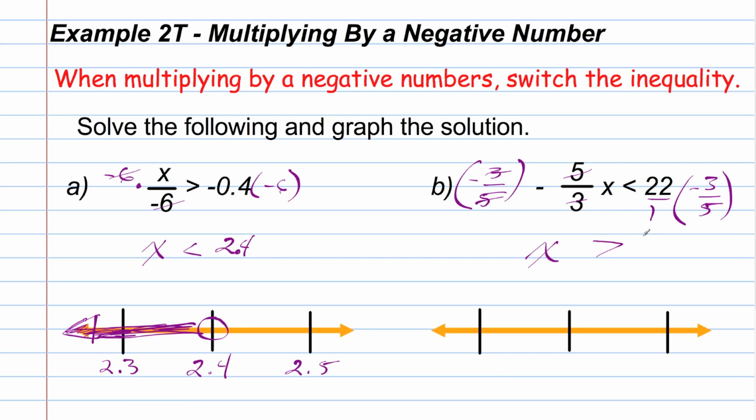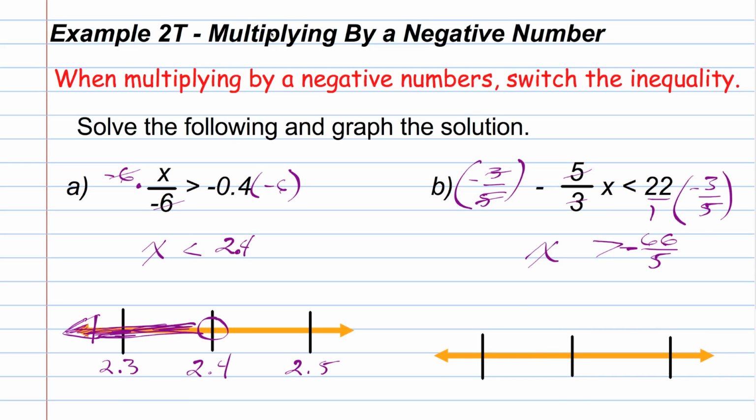22 times 3 is 66. 1 times 5 is 5. And a positive times a negative is a negative. As I did before, in example 1, I'm going to convert this into a mixed number so it's a little bit easier to graph.